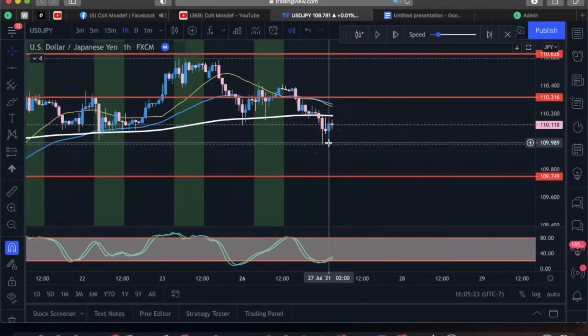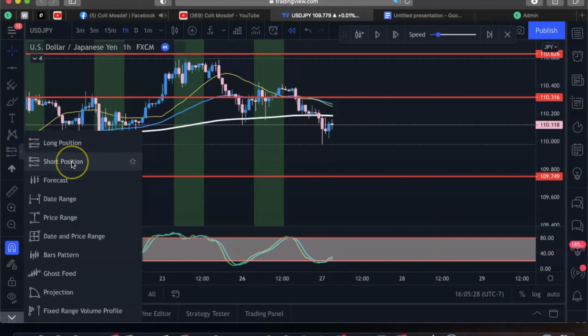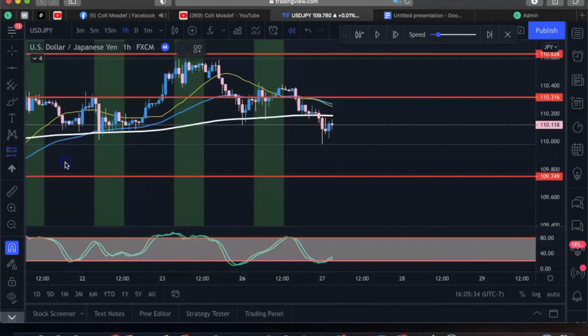What you could do, and this is why I do it on a computer, is if you go right here, we have a long and short position. So a long means that we're buying, short means that we're selling. So if we're going to sell, we're going to go to short. And we already have the tool right here, as you guys can see.